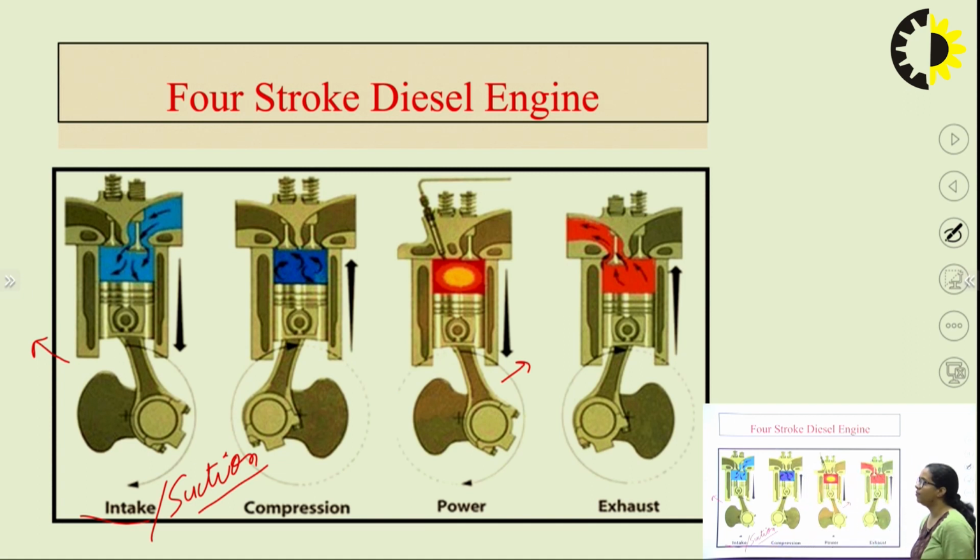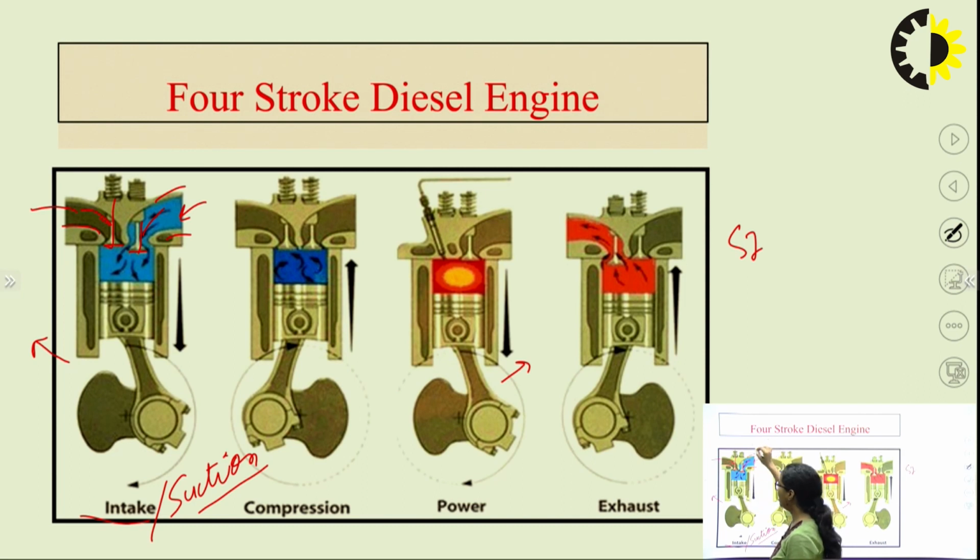The first stroke in the 4-stroke diesel engine is the suction stroke. As in the construction, this is the inlet manifold where air is supplied. This is the inlet valve, this is the exhaust valve, and this is just the mirror image. So this is intake, this is exhaust. Don't get confused, this is just a mirror image that we understood in the last SI engine series. This is the inlet valve, this is the exhaust valve.